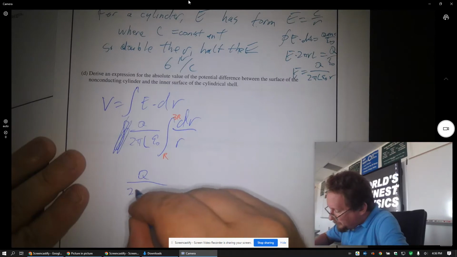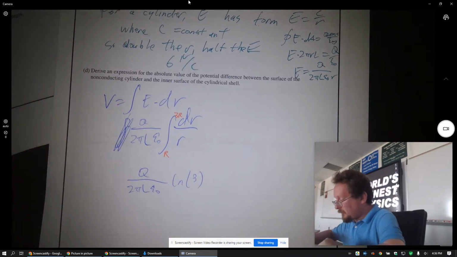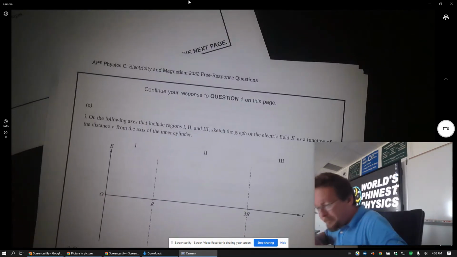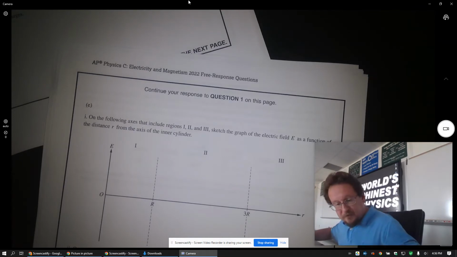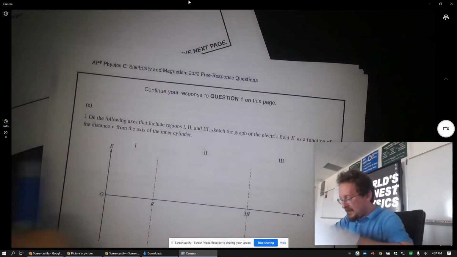Add a comment to the video if you're like, show me where that natural log 3 comes from, and maybe I'll record another video and I'll yell some more. How am I going to do this? I'm shuffling through my papers here like I'm trying to do my taxes.